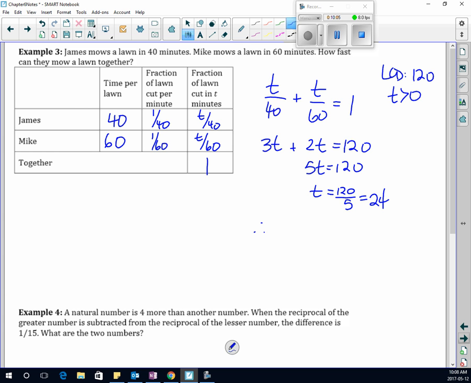So, and that is a legitimate answer. Does it make sense that they do it in less than 30 minutes? Yes. So, therefore, they can mow the lawn in 24 minutes together.